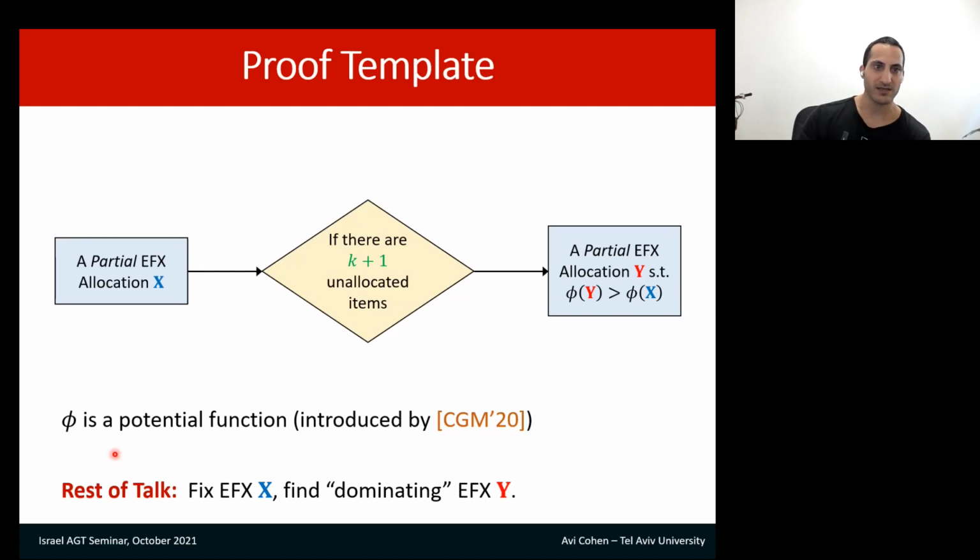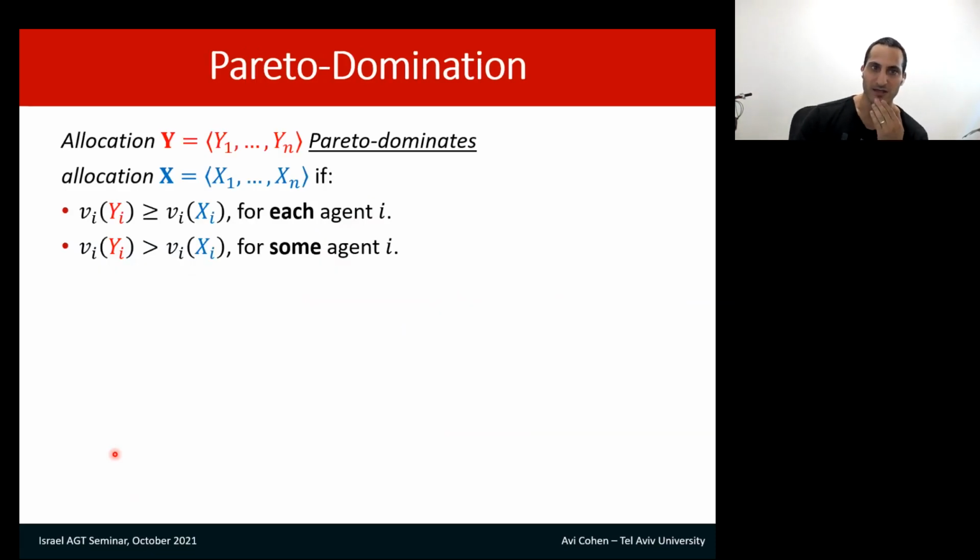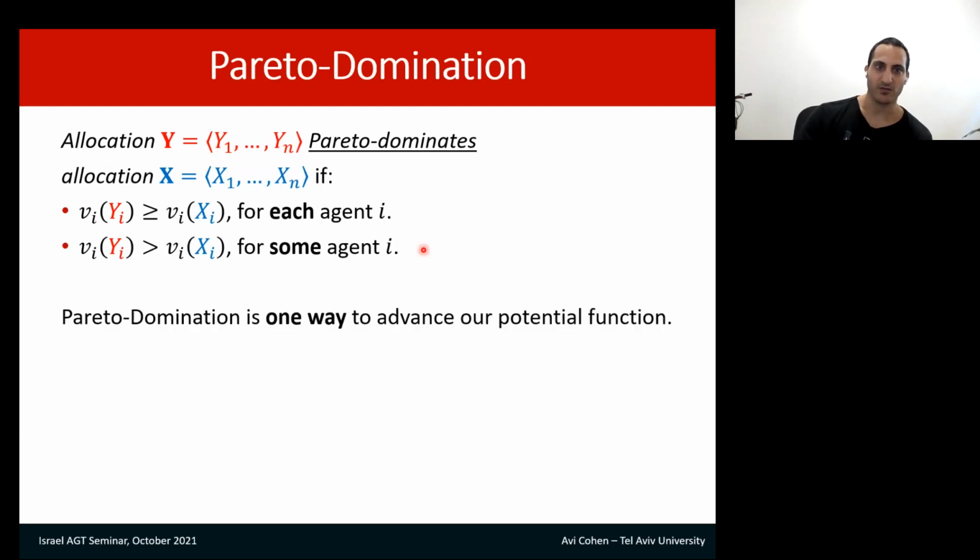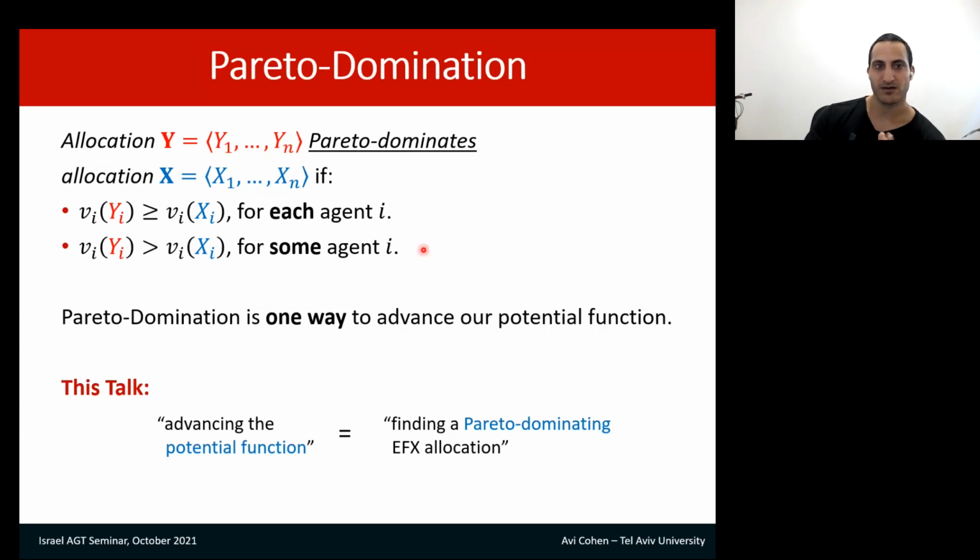All I'm going to say is that if we find the Pareto dominating allocation, then we have made progress in the potential function. Just a reminder of what Pareto domination means: if we have an allocation Y that Pareto dominates an allocation X, this means that no agent is worse off, and at least one agent is strictly better off in Y compared to X. Okay, Pareto domination is one way to advance our potential function. In this talk, whenever we want to make progress, we just show that there's a Pareto dominating EFX allocation.